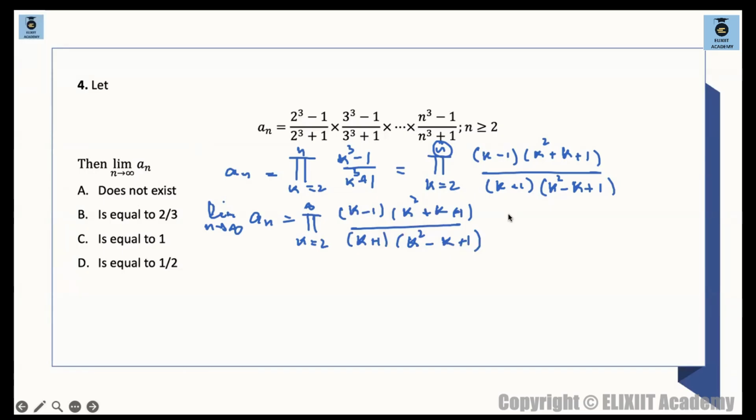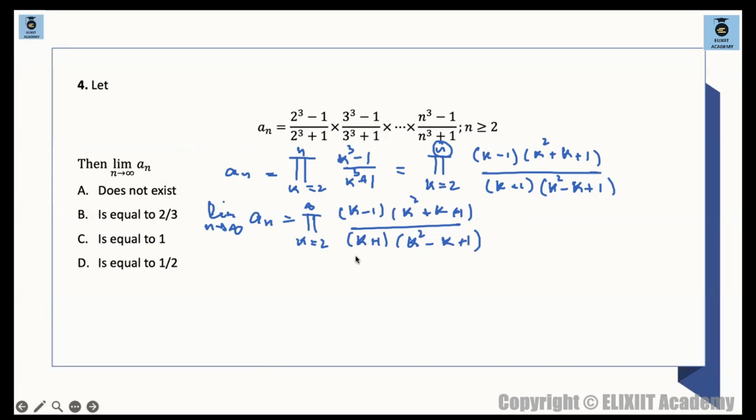And you won't believe that some standard books do have this particular question, and most of the books have actually gone by the cancellation method and not by this method. This is a unique method. Take it. Dekho bhai, k minus 1.